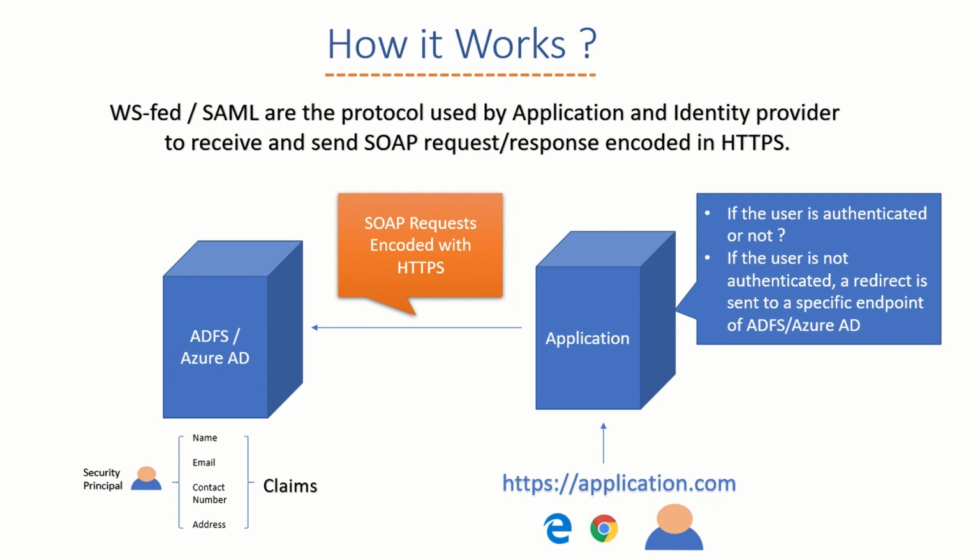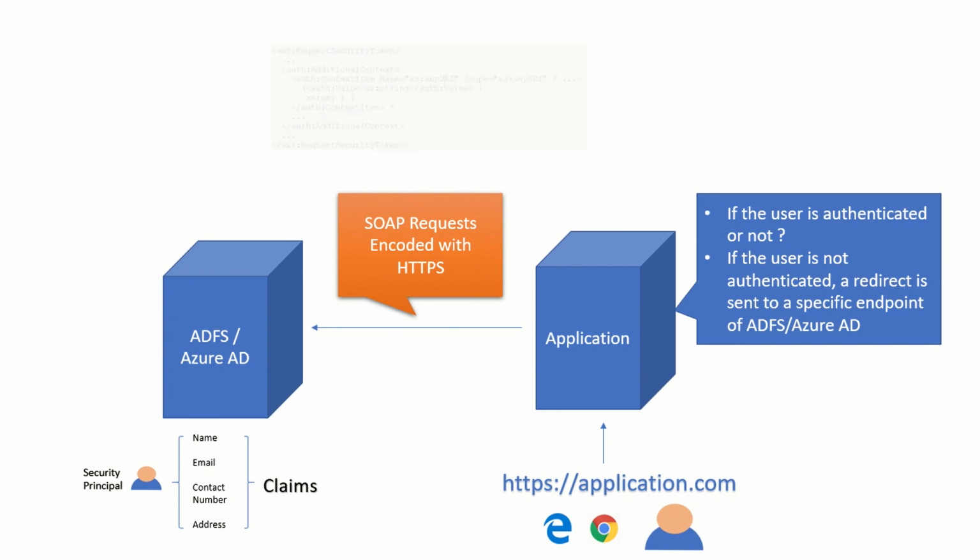So one more definition that can help you to understand it more clearly: WS-Fed and SAML are the protocols used by application and identity provider to receive and send SOAP request response encoded in HTTPS. This is an example of how a SOAP request will look. It is an XML formatted request that gets embedded in HTTPS, and then it's sent to the identity provider, or the identity provider sends acknowledgement back to your application.